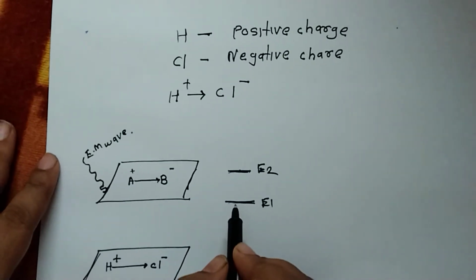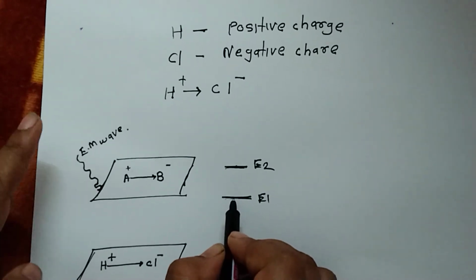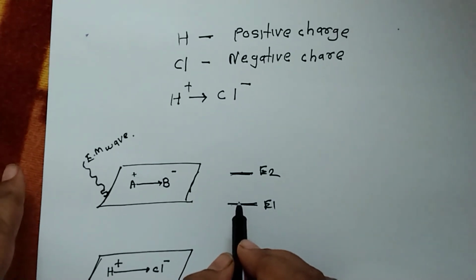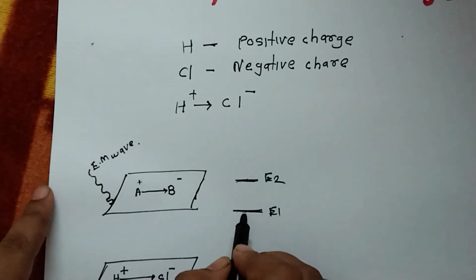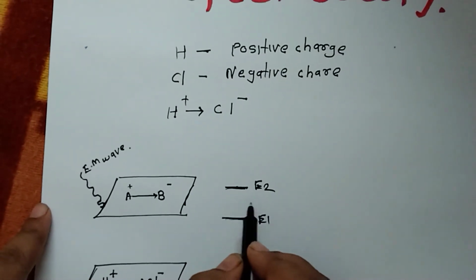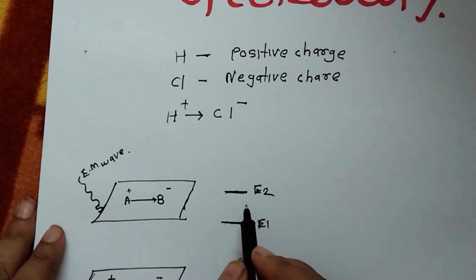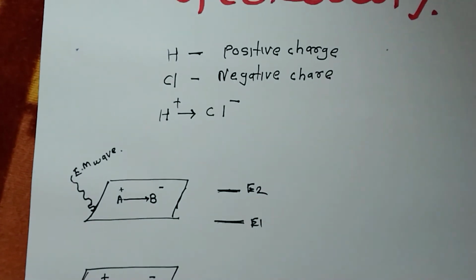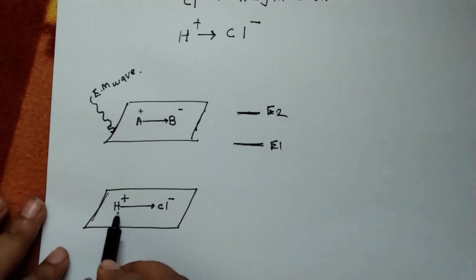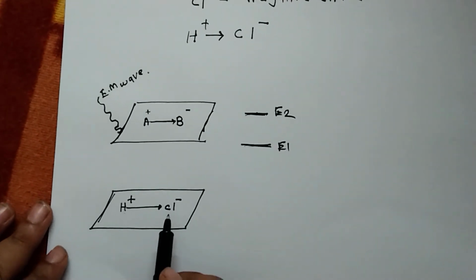Let us see: first the molecule is here, then the electromagnetic wave is bombarded, the molecule rotates, higher energy is produced, and it goes directly to E2. There is no middle state, so it is called a quantized molecule. Let us see an example with the HCl molecule. H has a positive charge, Cl has a negative charge, so this is a polar molecule with a permanent dipole moment.